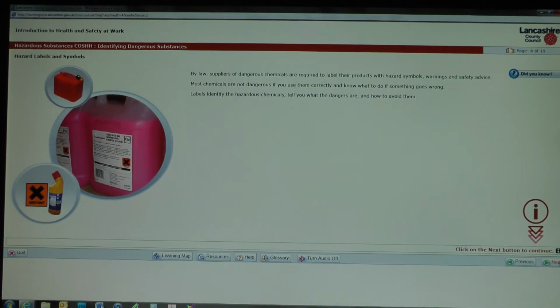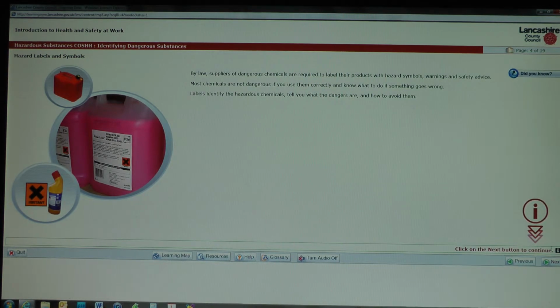By law, suppliers of chemicals are required to label their products with hazard symbols, warnings and safety advice if a chemical is hazardous. Most of the chemicals you might use at work are not dangerous if you use them correctly, and if you know what to do if something goes wrong, like a spillage. Labels can help you identify the more hazardous chemicals, tell you what the dangers are, and how to avoid them.